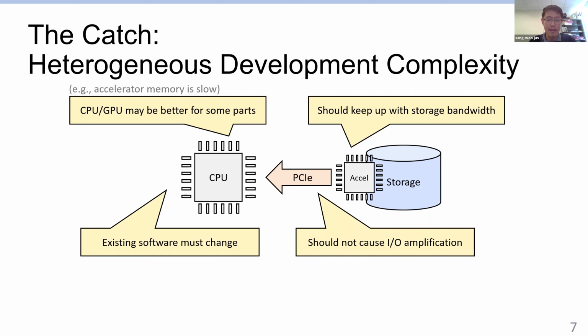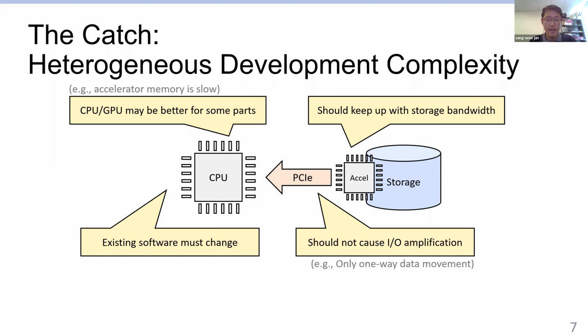At the same time, the semantics of the accelerator should not cause I/O amplification. For example, for every page that is read from storage and sent to the accelerator, the size of the resulting intermediate data, or the size of the resulting data in general, should not be larger than the input data. Otherwise, we're back to square one. PCIe will become the bottleneck again.